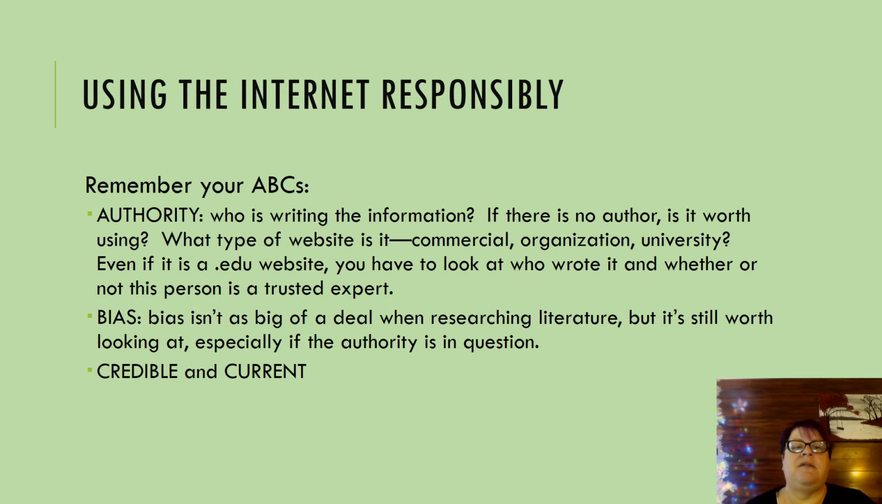Remember your ABCs. Authority. Who is writing the information? If there is no author, is it worth using? What type of website is it? Commercial, organization, university? Even if it is a .edu website, you have to look at who wrote it and whether or not this person is a trusted expert. Bias. Bias isn't as big of a deal when researching literature, but it's still worth looking at, especially if the authority is in question. Credible and current. Again, in literary studies, currency isn't as vital as in medical or scientific research, but credibility is always key.